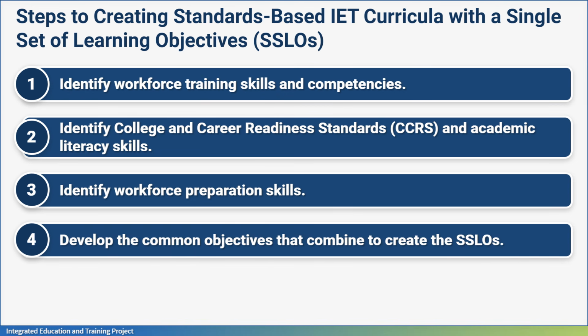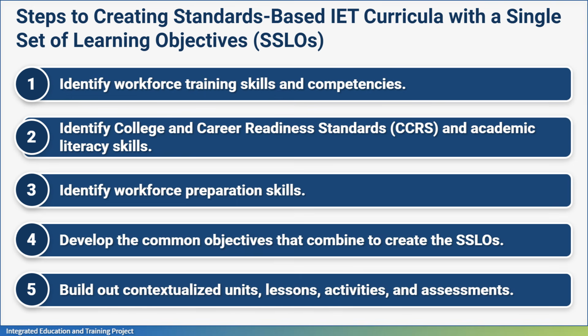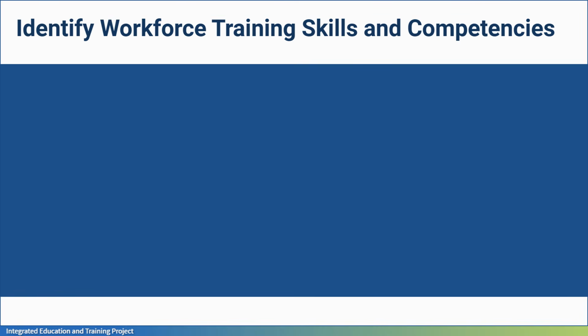The fourth step is for the adult education instructor and occupational trainer to develop the common objectives that will combine to create the SSLOs. Employer partners and other educational staff are sometimes included in finalizing the SSLOs. The final step is to build out the units, lessons, activities, and assessments, which you will learn more about in video 11 of this series, creating units and lessons aligned to a single set of learning objectives. Let's take a closer look at each step.